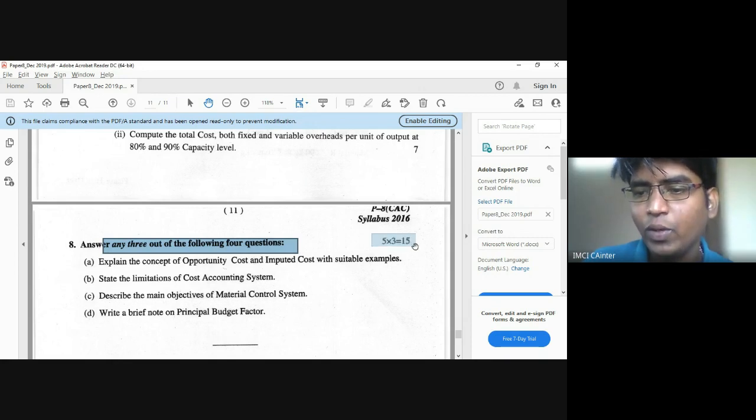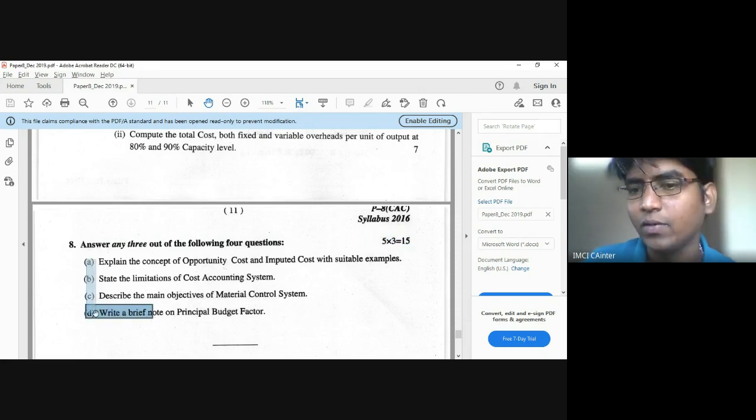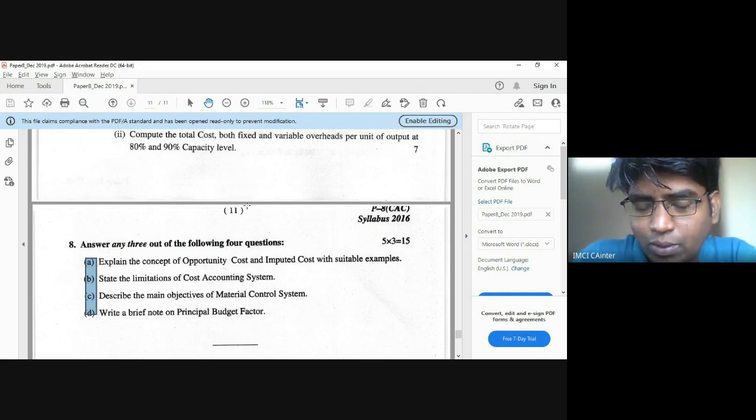So here it is only 3 questions, 5 marks each. We have to write it. 4 options have been given, out of which 3 have to be written. So I think the pattern is clear for you. In the end, the question paper can be CA or CMA.